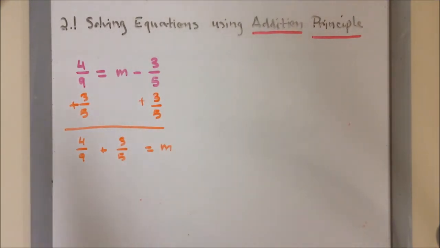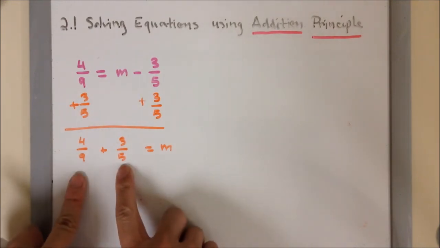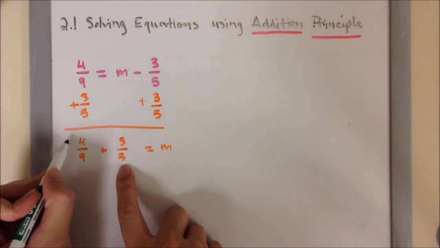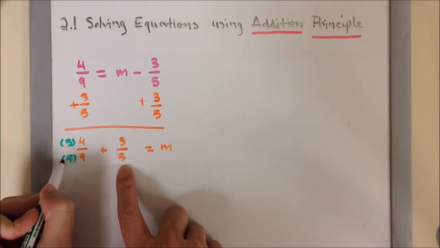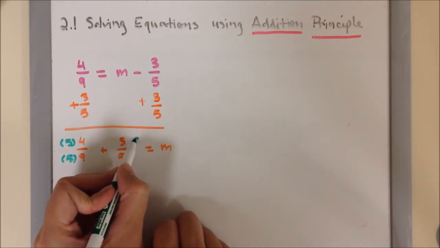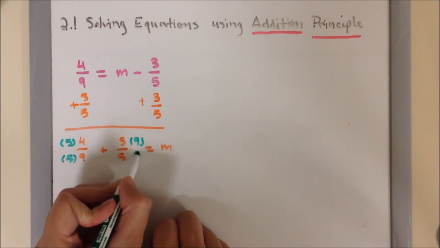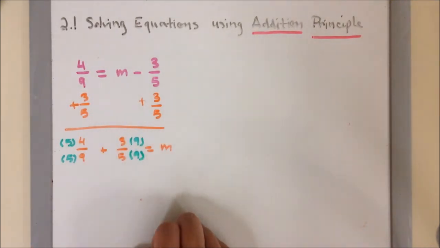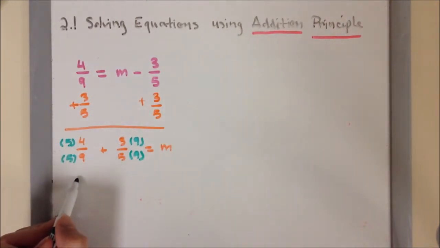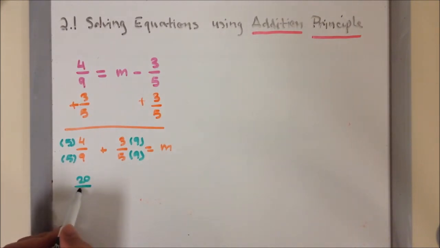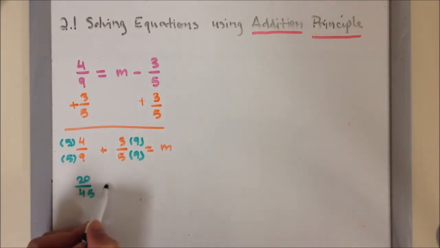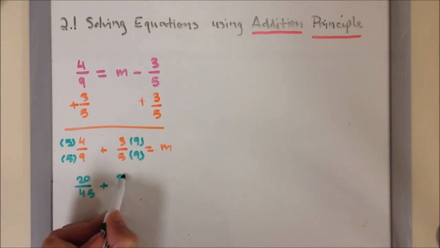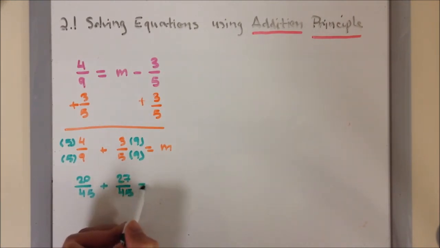So just like before, different denominators. The common denominator between 9 and 5 is 45. So I'm going to multiply this fraction by 5. And I'm going to multiply this fraction by 9 in order to get a common denominator of 45. So this will become 20 over 45 plus 27 over 45, which will equal m.